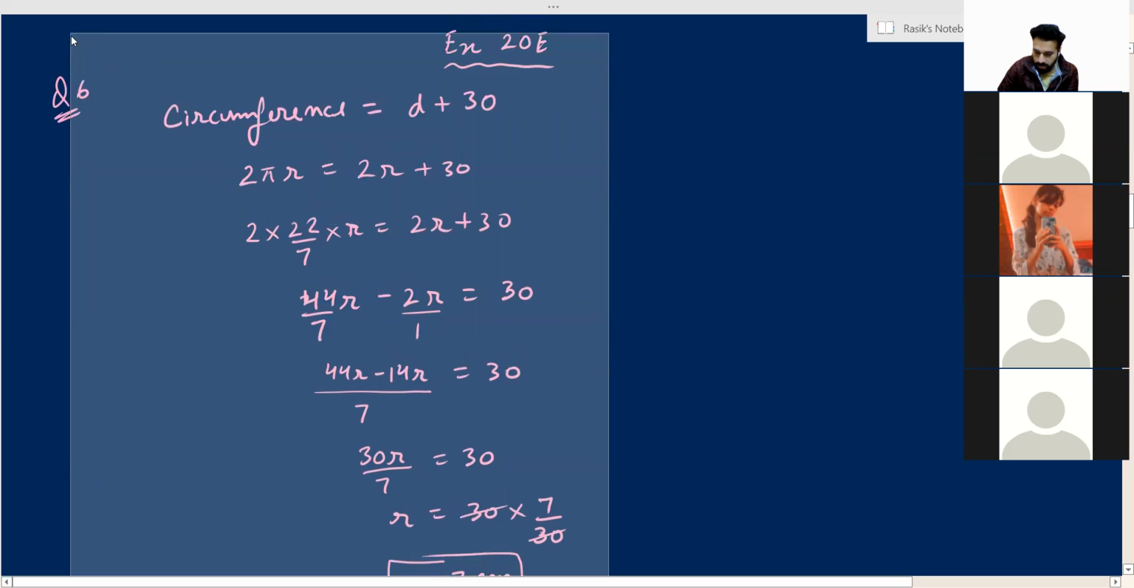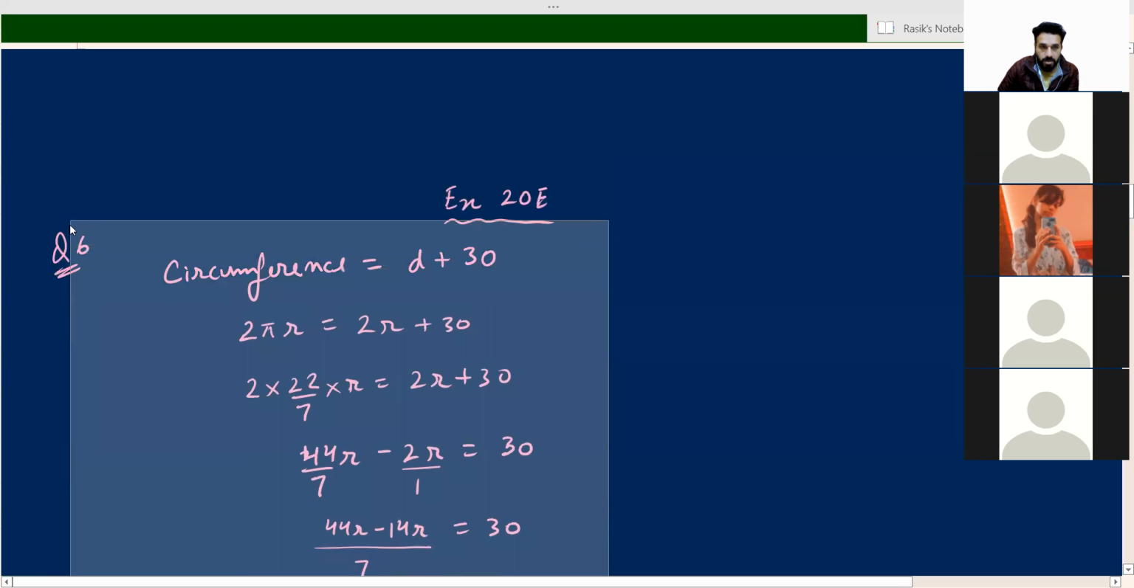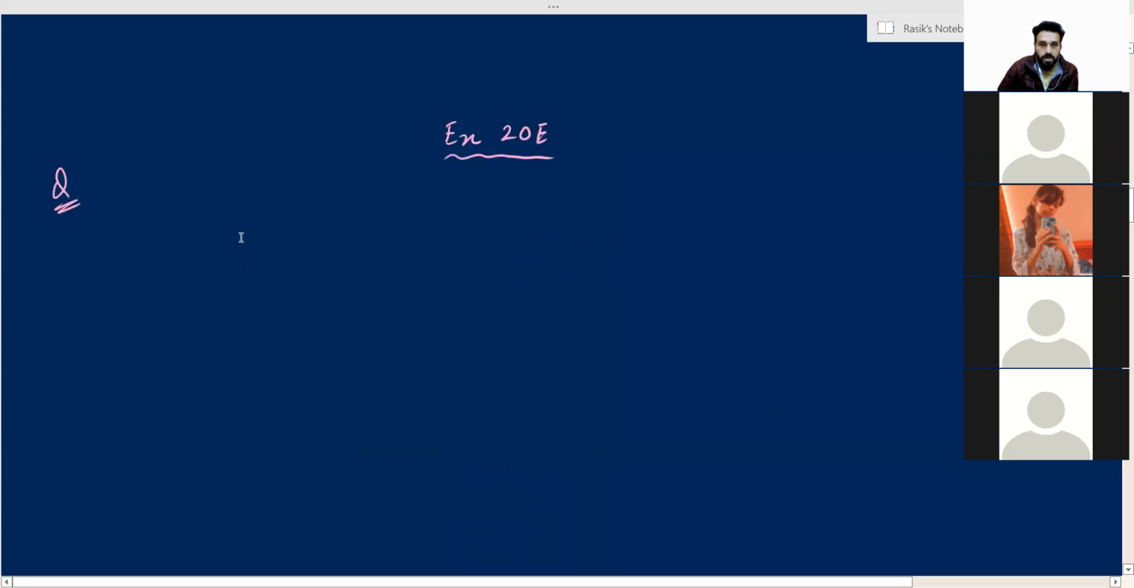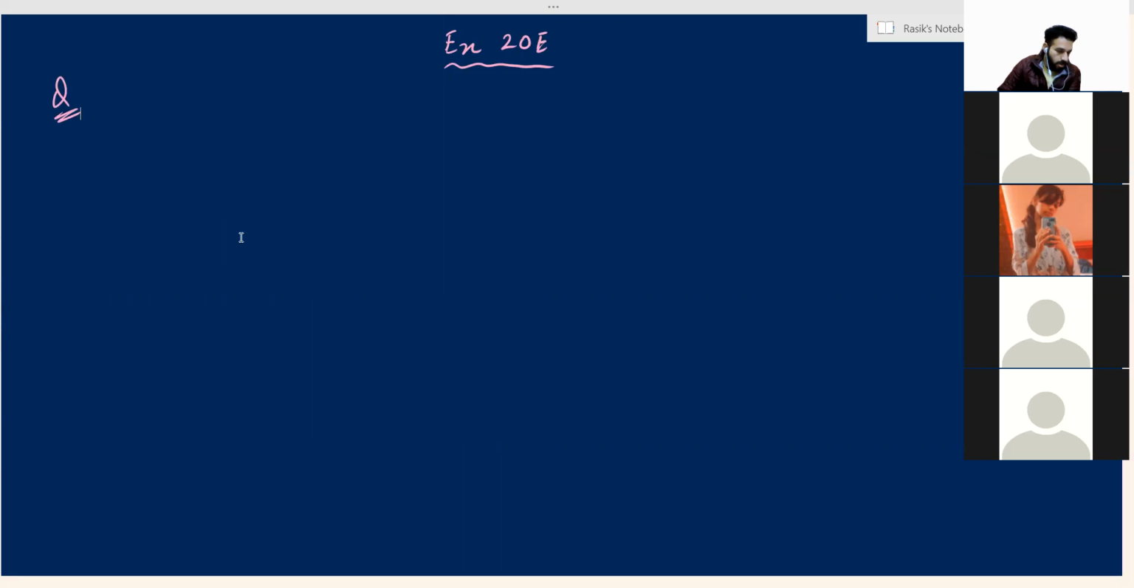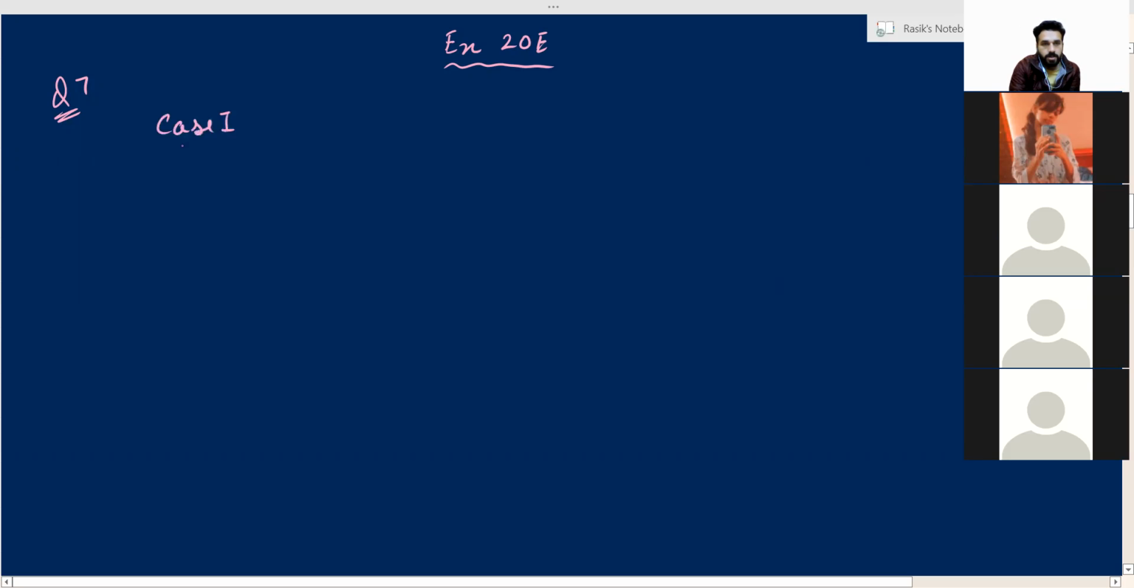Question number 7. Everyone, question 7 is the ratio. Good question. Just a minute. Post your answers, everyone. Question 6. The ratio of the radii of two circles is 5:3. Now there are two circles in the question. Case 1 and case 2. Case 1 first circle, case 2 second circle.